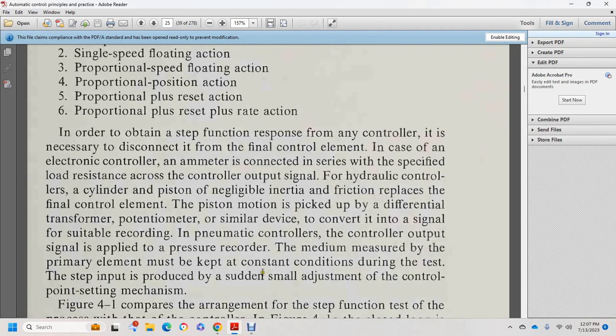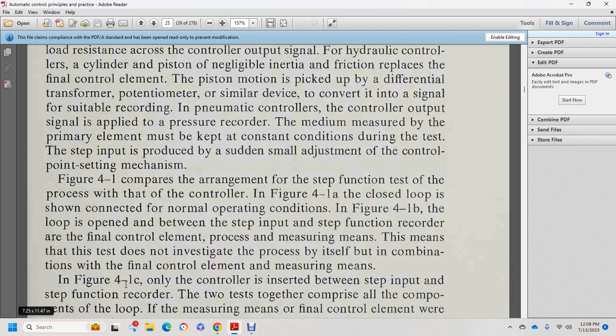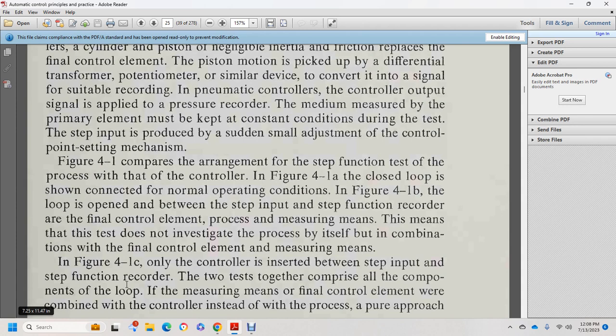The step input produces a sudden small adjustment with the controller set point setting mechanism. Figure 4.3 compares the arrangement of the step function set for the process with the control of figure 4.1. The closed loop shows the normal operating connection. In figure 4.1b the loop is open between the step input and the step function record with the final control element and measuring means. These means of the test do not investigate the process itself, but the combination of the final control element and the measuring means.